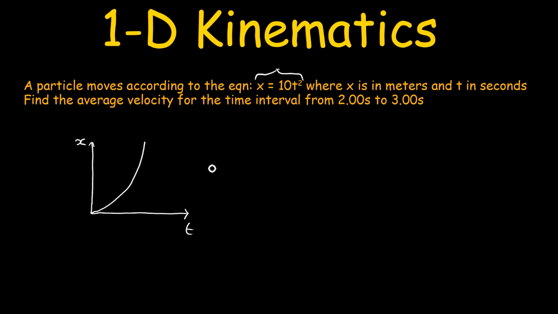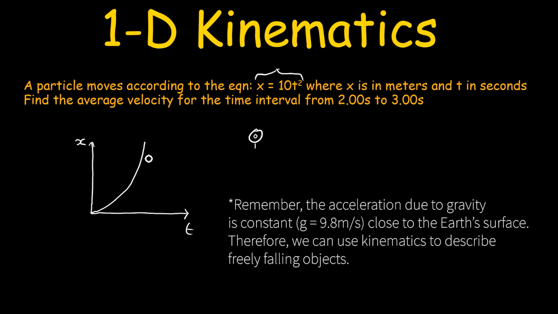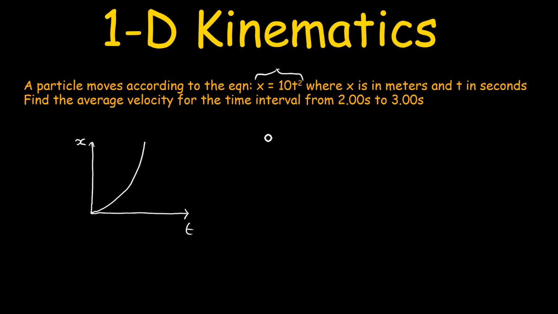So if you think of a freely falling object, if you drop a coin from the top of the Empire State Building, for example, the coin initially would have a low velocity, which is signified by the low gradient here, because the gradient on a position time graph is the velocity of this particular particle. But as time goes on, the coin will pick up speed, so the gradient would increase. But if we get back to the question, we've got a particle that moves according to this equation.